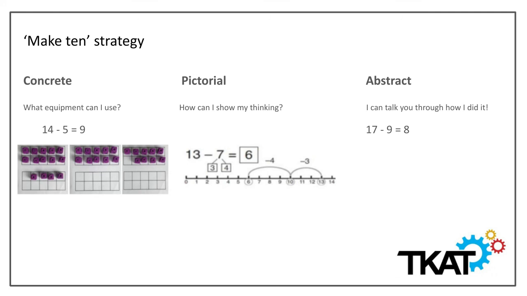As we said earlier, once children are confident with their number bonds to 10, they'll be using this strategy mentally, knowing that to solve 17 subtract 9, they firstly subtract 7 to make 10, leaving 2 left to subtract, which will equal 8.